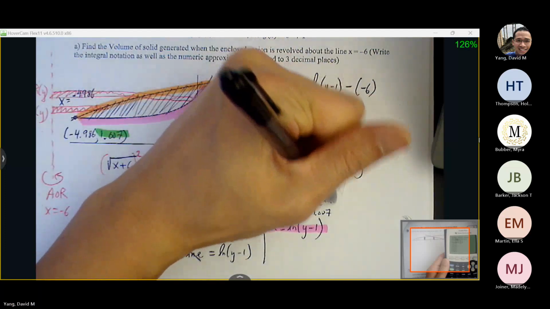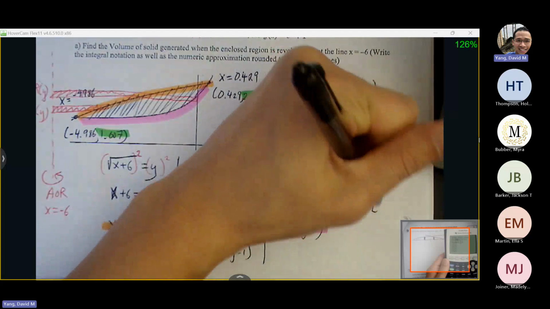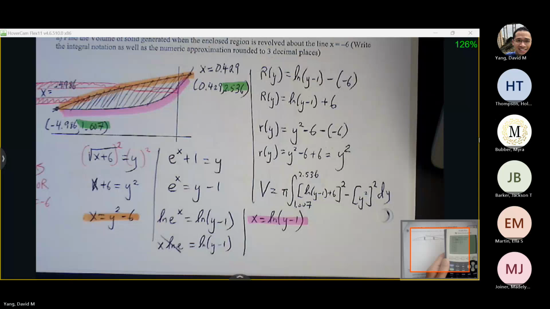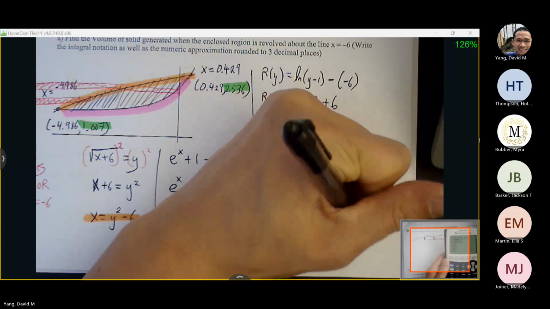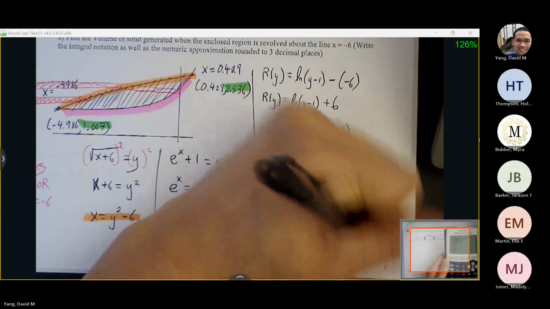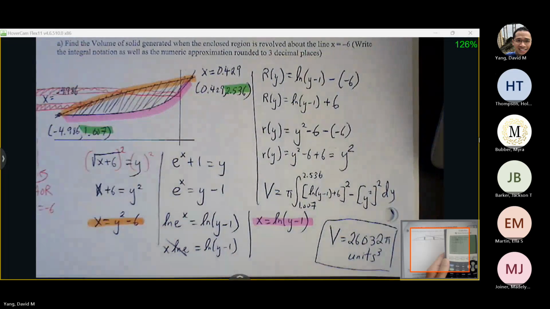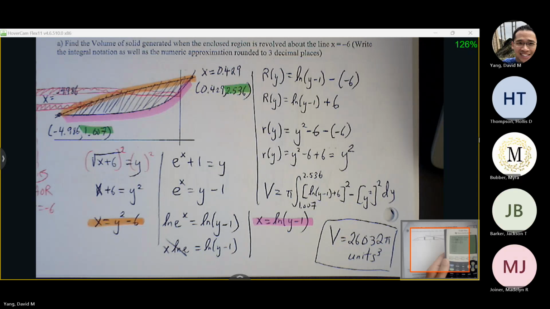Big radius squared minus little radius squared. 26.032 is what I got. Pi. Page 13.